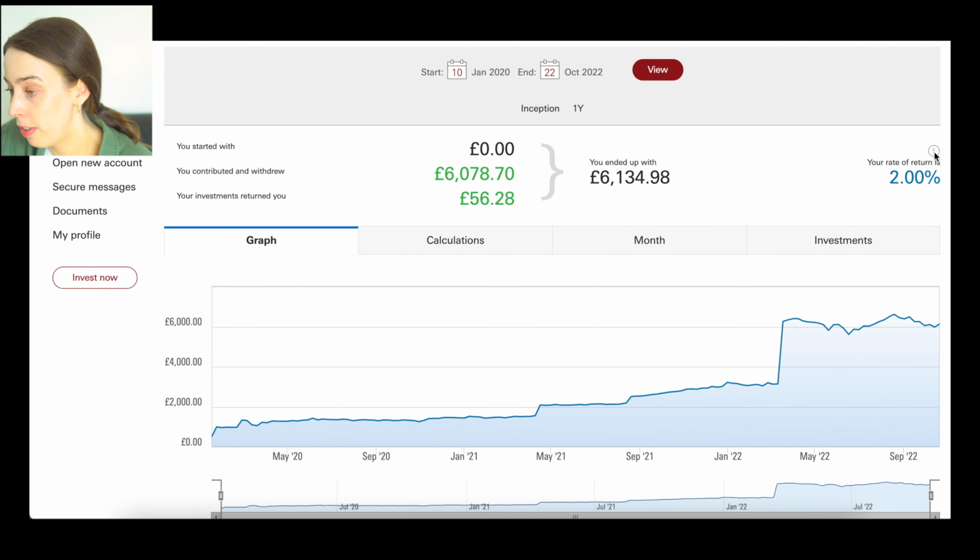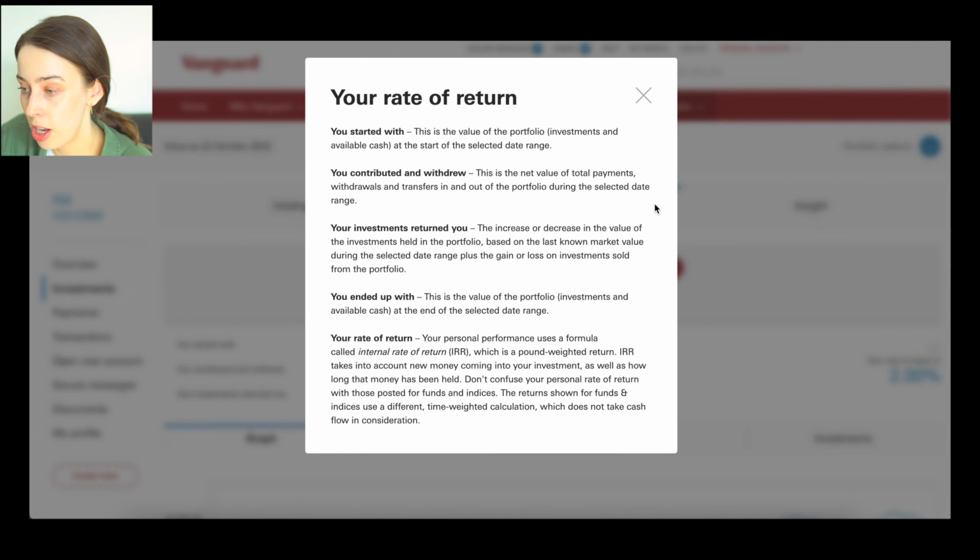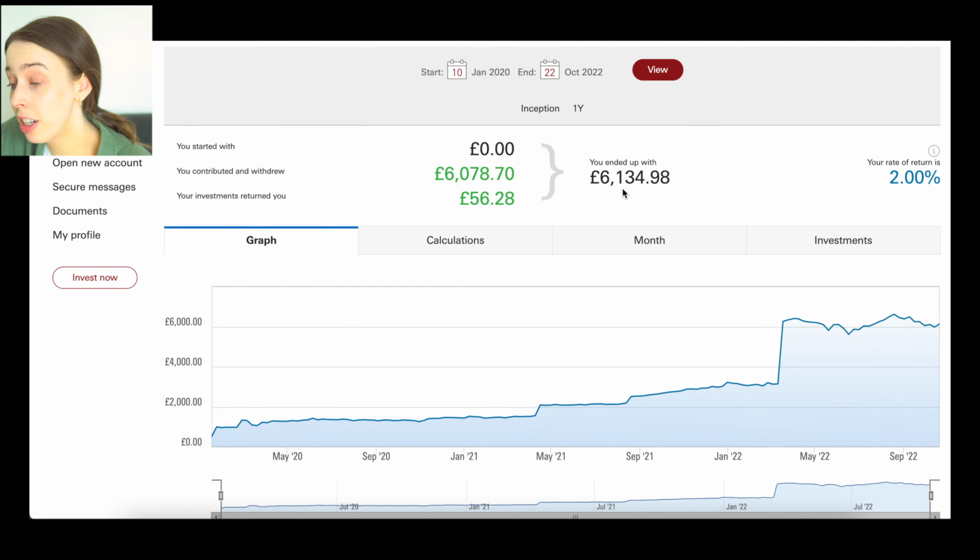Anytime you see this little eye on Vanguard, you can click it and you'll get some more information about what that definition may mean, which is really, really helpful if you're a beginner.